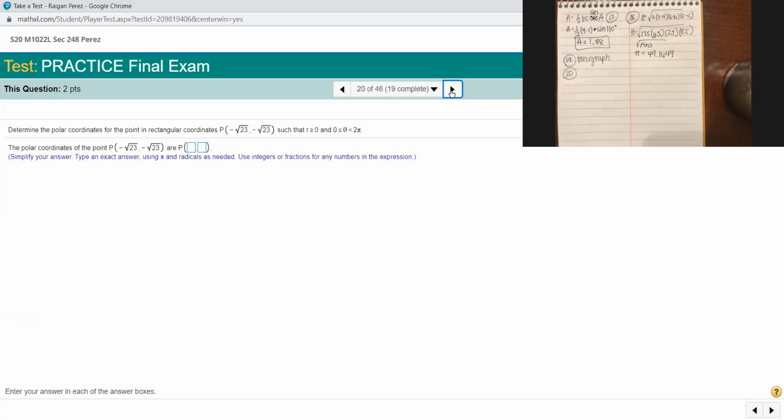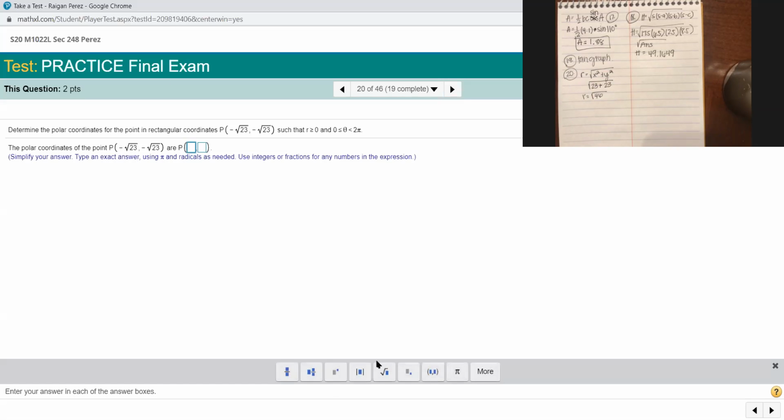Okay, so this is the rectangular coordinate. Yes, okay. So remember, r is equal to the square root of x squared plus y squared. So here, x is negative square root of 23, squared would be 23, plus negative square root of 23 squared is another 23. So 23 plus 23 is 46. So r is the square root of 46. I don't think a perfect square goes in. So r is the square root of 46. That one goes first.